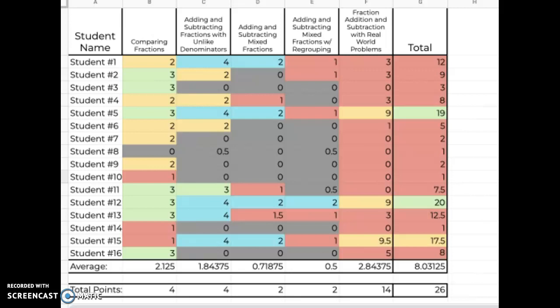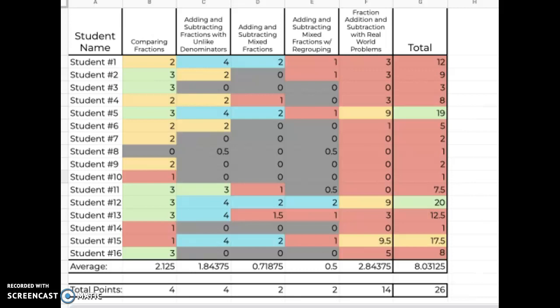This is given to fifth graders around this time every year, and our big focus is on fractions. They fall under five big main ideas, which are comparing fractions, adding and subtracting with unlike denominators, adding and subtracting with mixed fractions, adding and subtracting with mixed fractions that have or need regrouping, and then presenting students with real-world problems that include fractions.